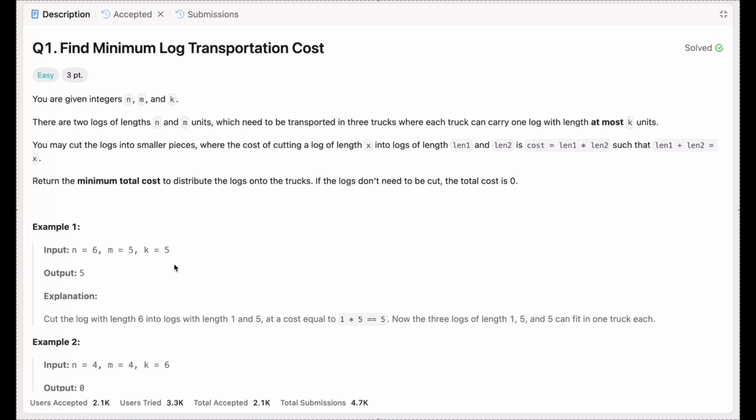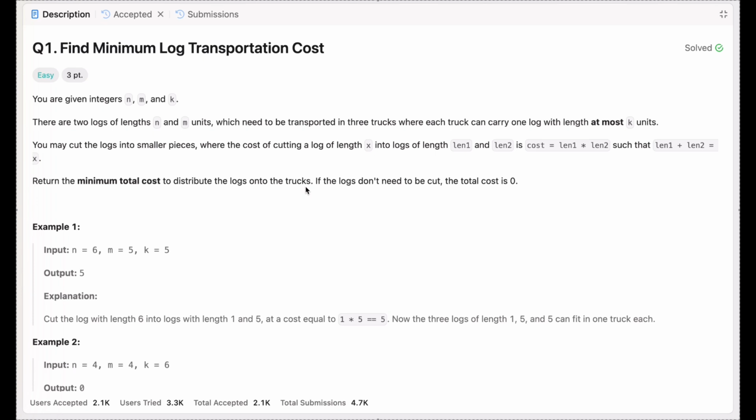This question can be called minimum log transportation cost, and it involves transporting 2 logs using 3 trucks. So we have 2 logs given, and 3 trucks given. There are some constraints on how large each piece can be when transported, and we have to return the minimum total cost to distribute the logs onto the trucks.